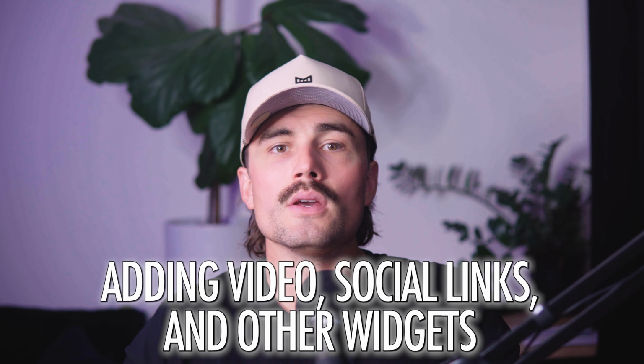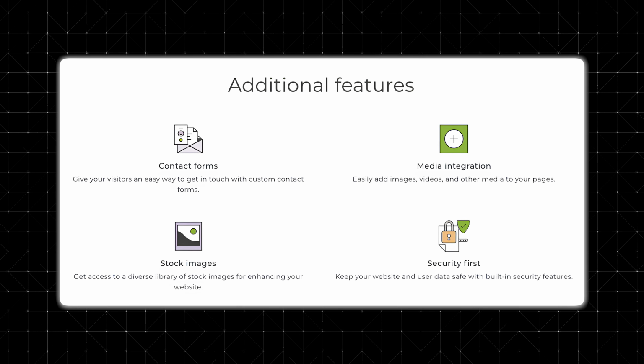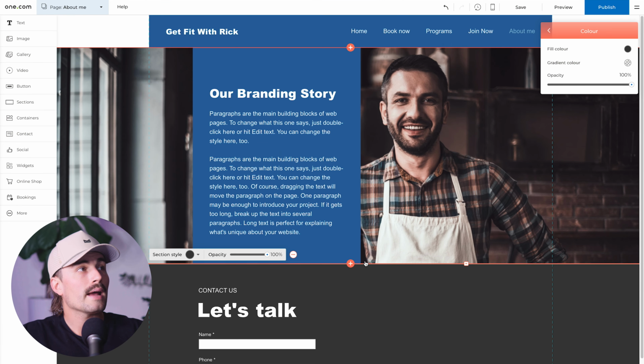Step 9, adding video, social links, and other widgets. Now, to make your site feel more complete, you can add things like videos, social media icons, maps, and more. So let's go ahead and add that stuff right now.